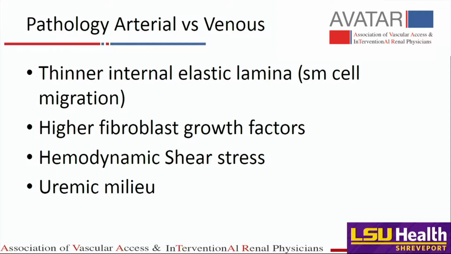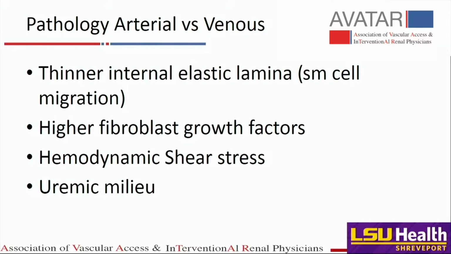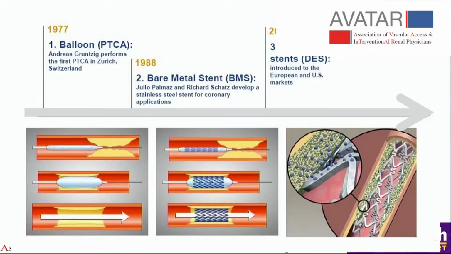The intimal elastic tissue tends to be thinner in a vein. There are fibroblast growth factors. Sorry, I went forward. And then the hemodynamic shear stress factors are very different in a vein as well, because the flow patterns are very different in a fistula than a vein. And then you have to remember that the veins are getting cannulated repeatedly, so there is an ongoing injury in that vessel on a constant basis.